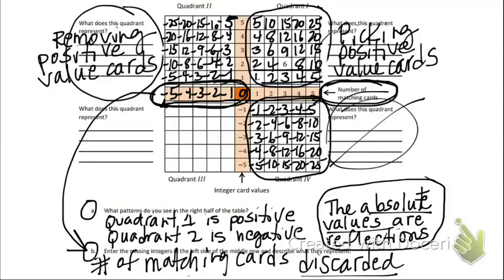Again, it looks very similar to quadrant 4 because we are multiplying a negative value, which is right here, and which is the number of matching cards discarded, and this is the number of matching cards right here. And the question, what does this quadrant represent? It represents removing positive value cards, whereas over here it was picking positive value cards.